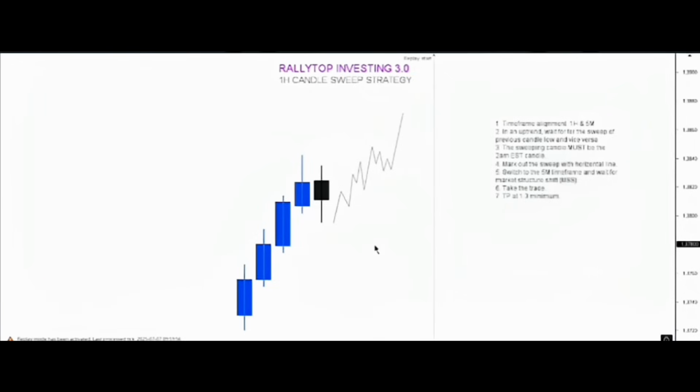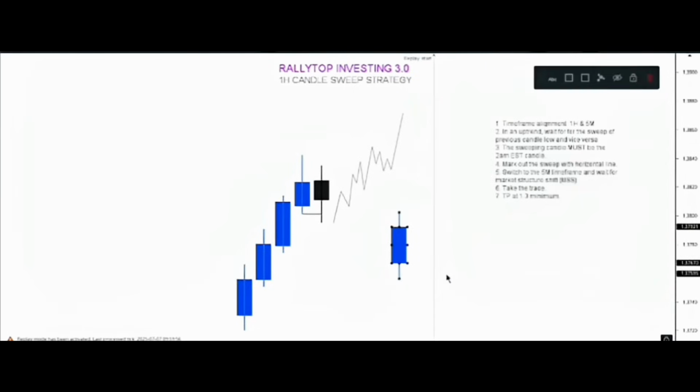All right? Number 4, once that sweep happens, mark out that sweep with horizontal lines such as this. That's the sweep. Now, number 5, once you have marked it out, switch to the 5M time frame and wait for market structure shift, MSS. Now, if you don't understand what I mean by market structure shift, let me quickly show you what I mean.